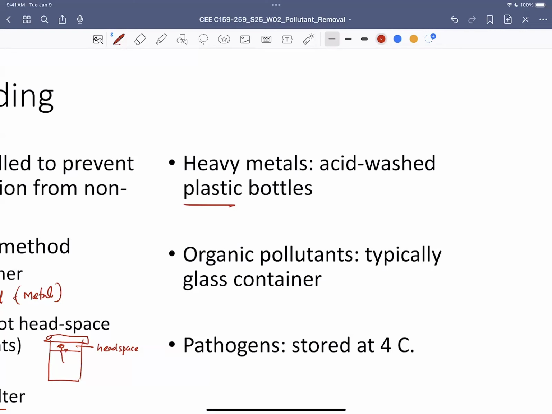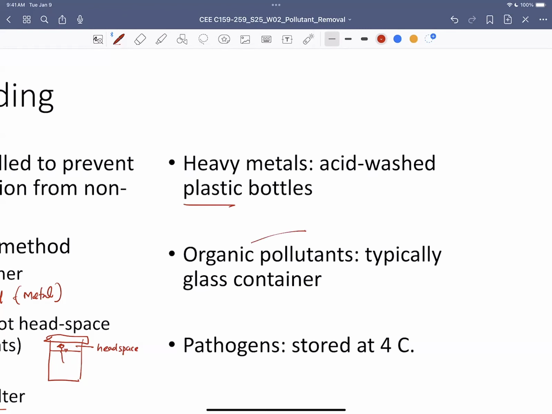For organic pollutants, you do not use plastic bottles. The reason is organics can bind with other organics, and plastic is organic carbon, so that means it can bind. If you take samples in plastic containers, these organic pollutants, if they are at low concentration, may start binding to the wall of the bottles. So by the time you take measurements, the concentration might have decreased. So a lot of times for organic pollutants, you choose to use glass containers.